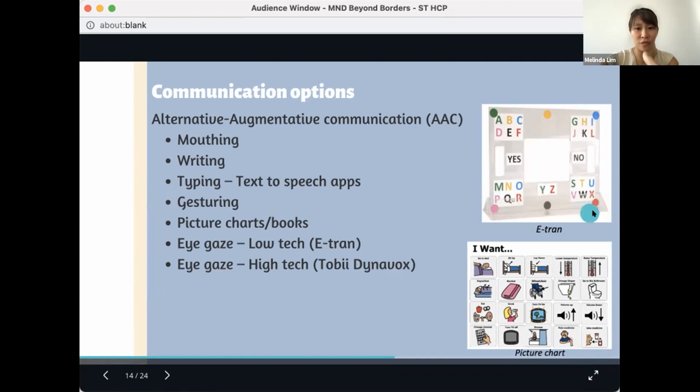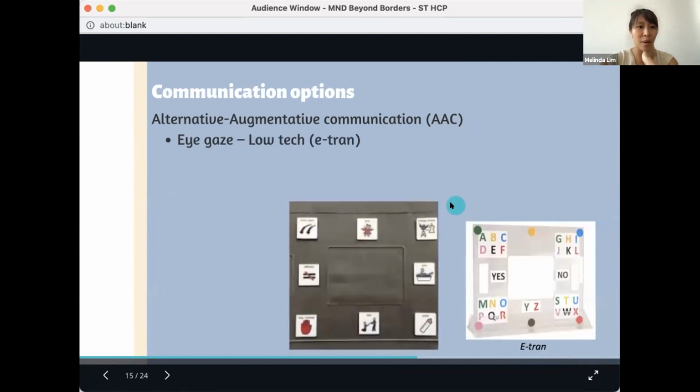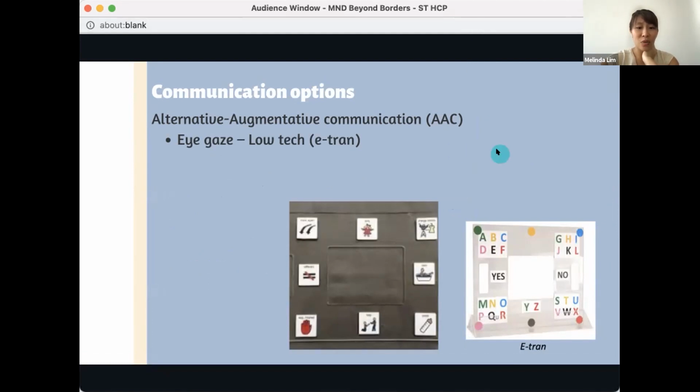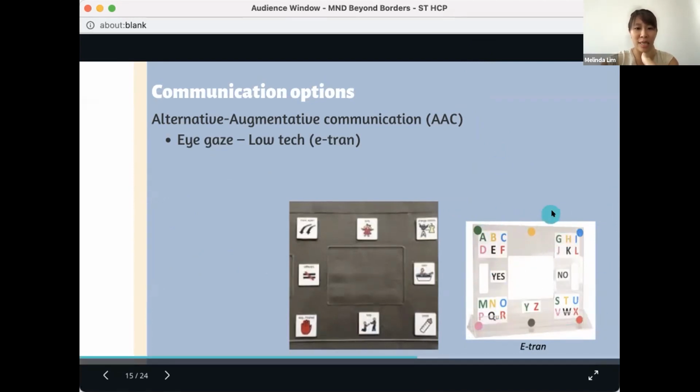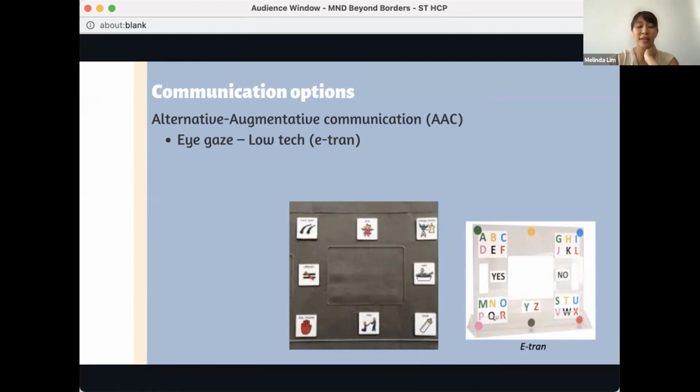So I'll be showing you a video of the use of this eye gaze device. This is an E-Tran board, and an E-Tran board just means eye transfer board. If you can see, this board is actually transparent, and it's got a little hole in the center, which is where you would put your face, and you would face the person that you are talking to directly.